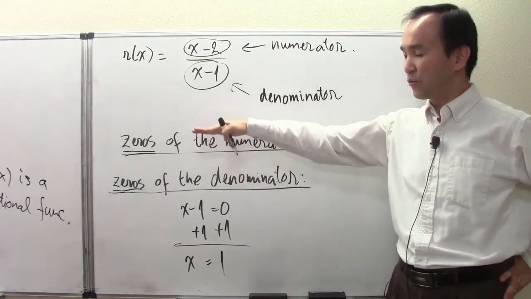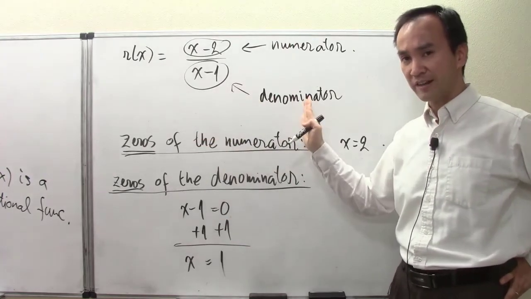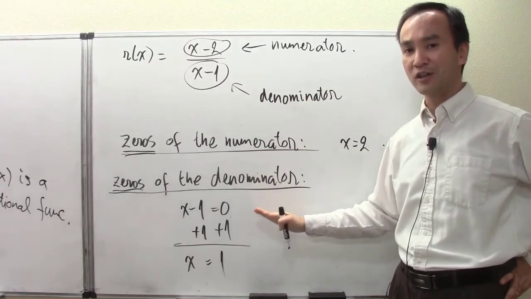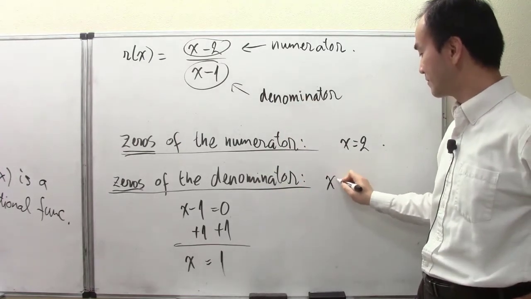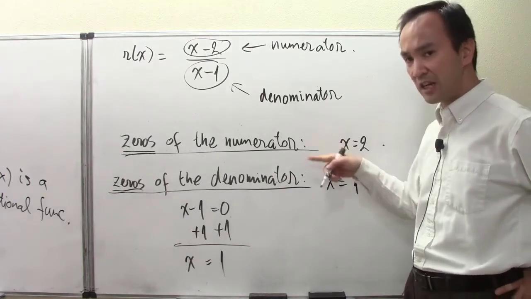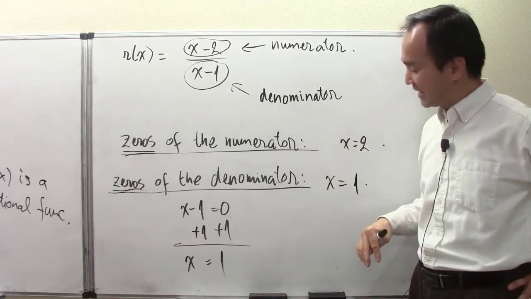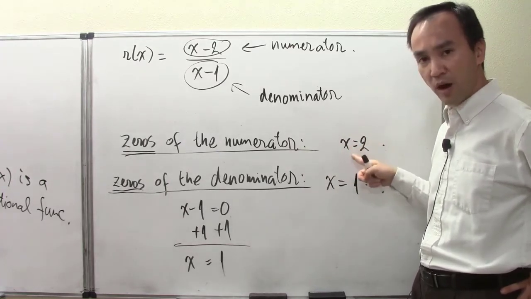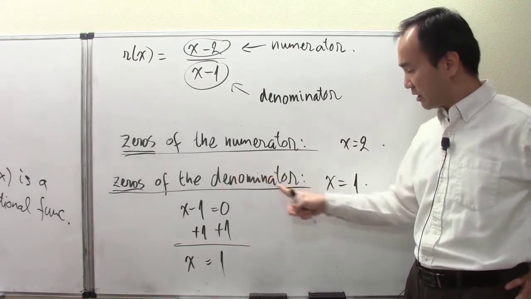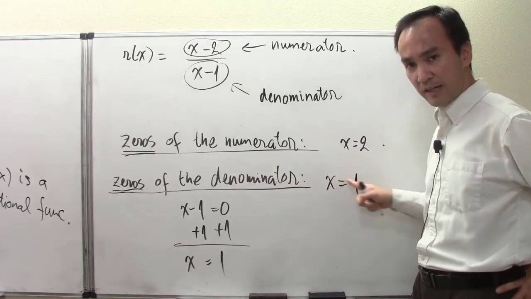The idea is that we're going to find all zeros of the numerator and we're also going to find all zeros of the denominator. How many there are depends on each problem. So now we've found the zeros for the numerator. There's only 1, x equals 2. The zeros of the denominator, there's only 1, x equals 1.